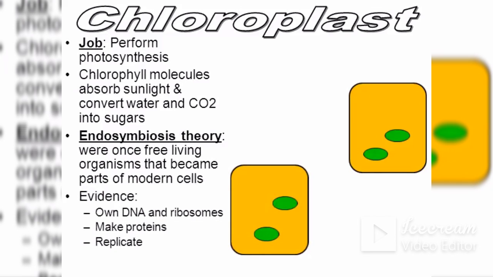And the evidence to support this is, again, the chloroplasts, just like the mitochondria, have their own DNA and ribosomes. They make their own proteins. They can replicate and multiply and divide. These are all real strong indicators that the chloroplasts were probably once a free-living organism all by itself, but has become taken into the cell and become part of modern cells.